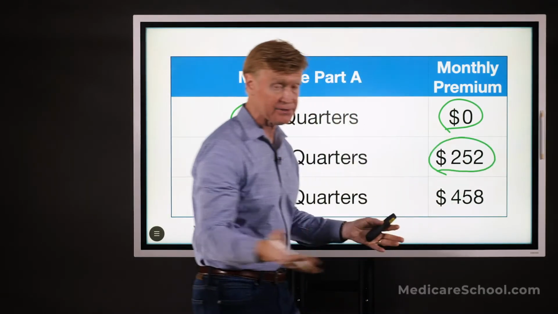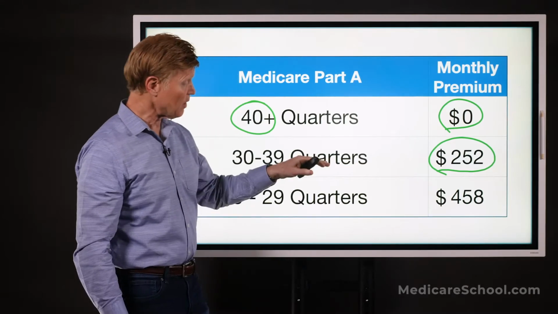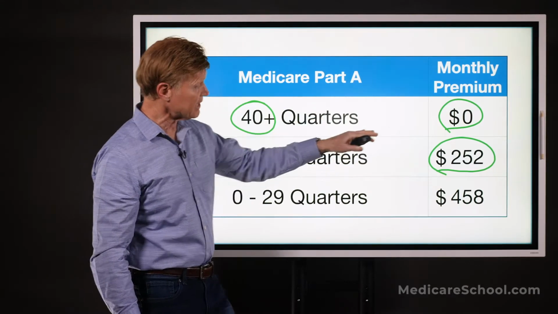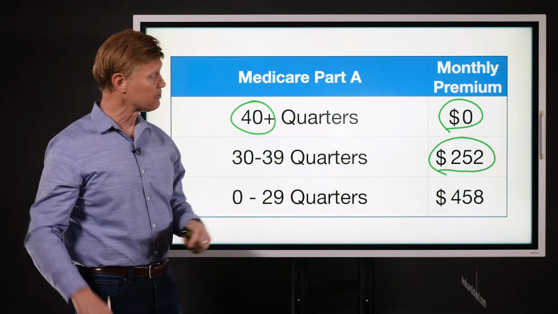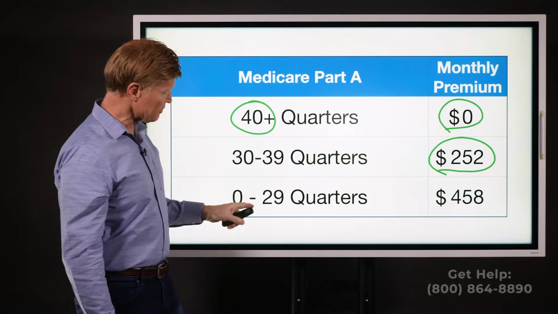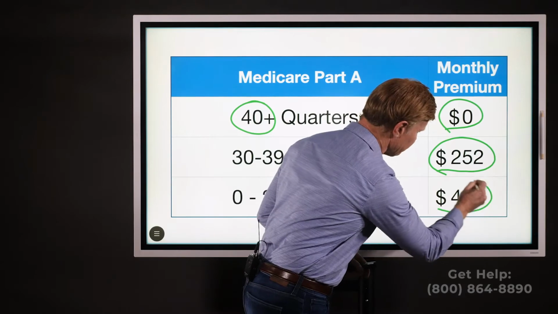$252 a month, $3,000 a year right now. Now, that's why we were saying if we can get to 40, we'd like to move from this column up to here so we can have Part A premium free for the rest of our life. And so if we have 0 to 29, now we got to buy it for $458.